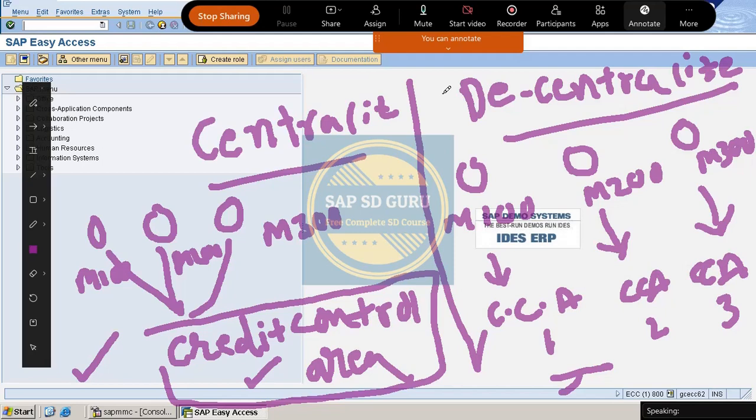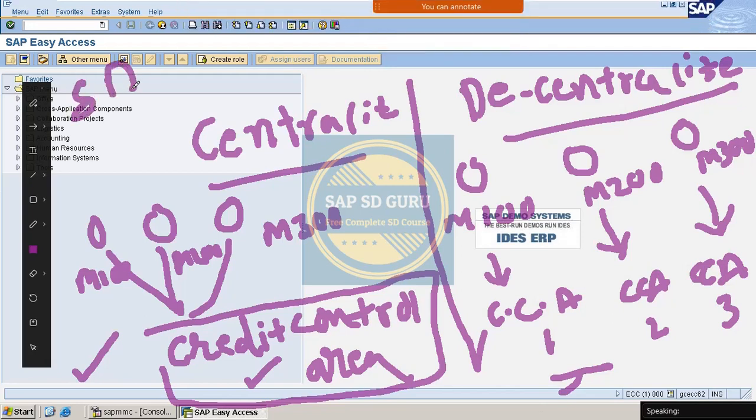And credit management is the integration between what modules? SD and FI. I think you are clear with it.